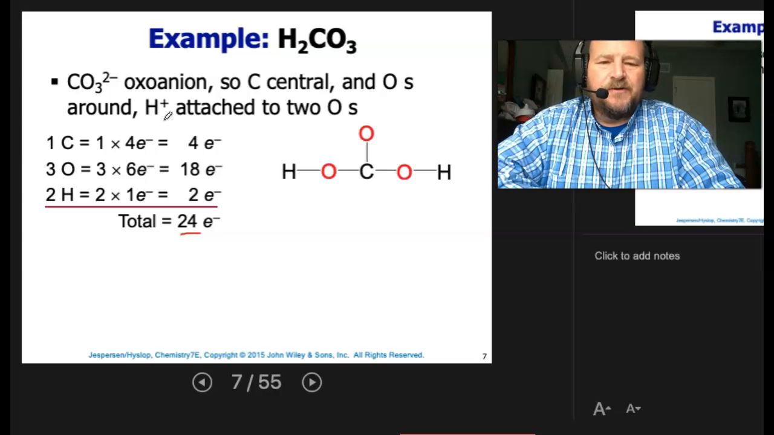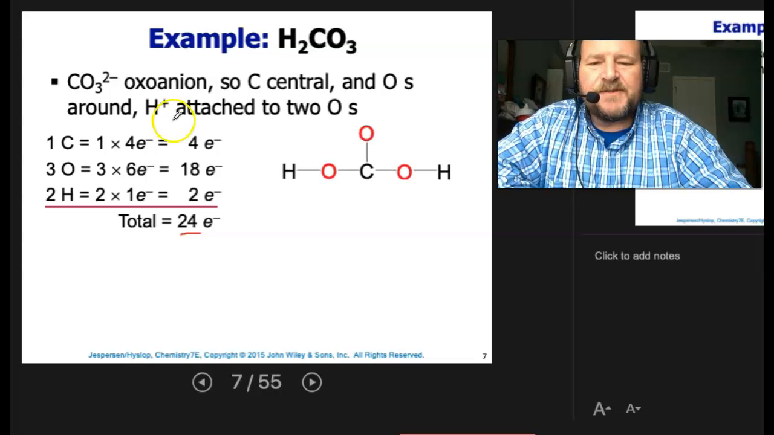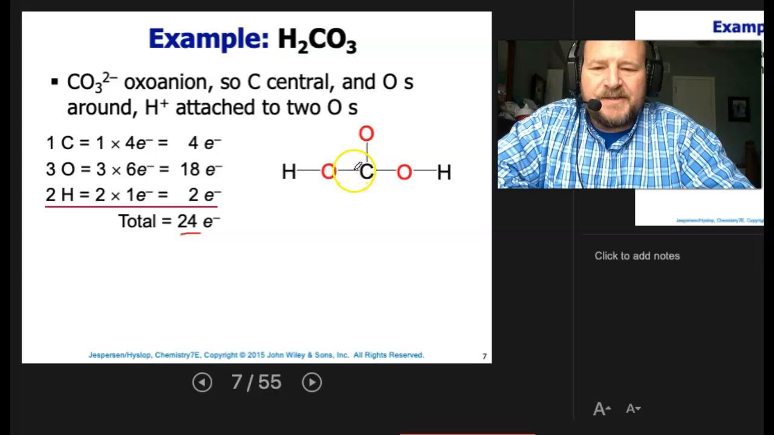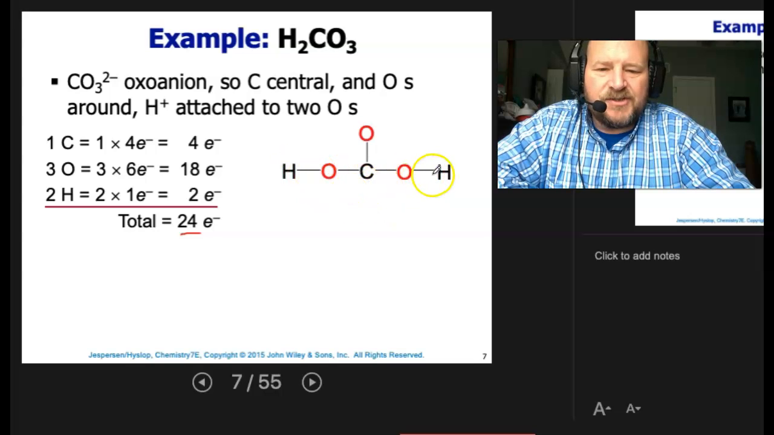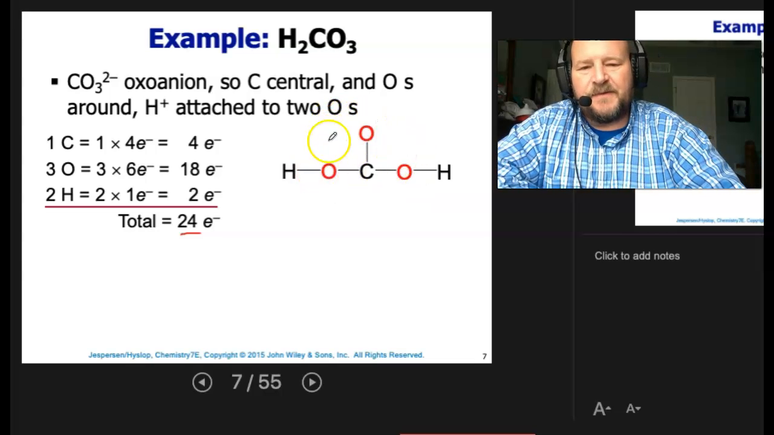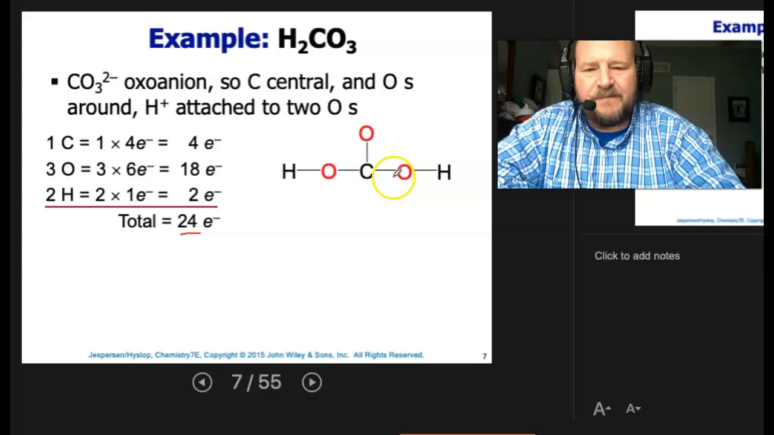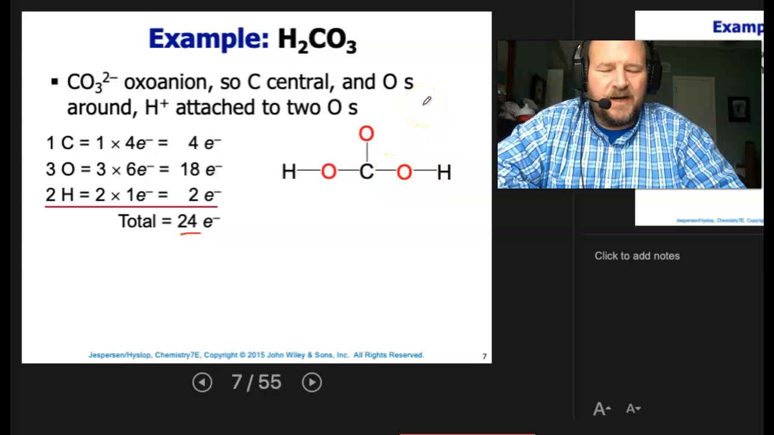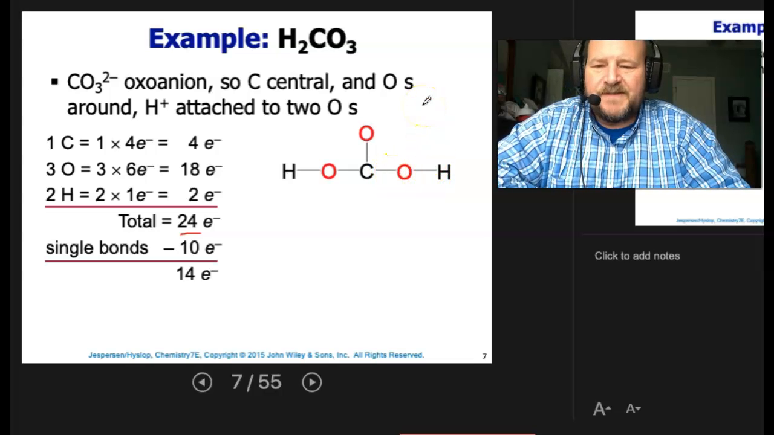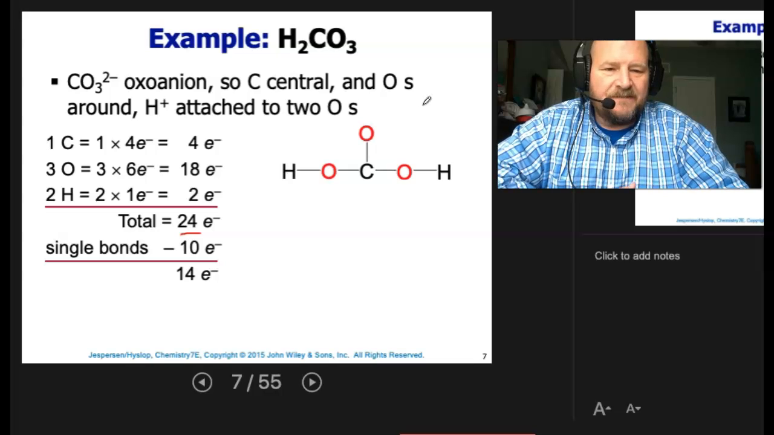So the first thing we'll do is draw in single bonds. So we'll take our carbon, it's central, so we connect all 3 oxygens to it with single bonds. And then for 2 of the oxygens, we're going to connect the hydrogens. So there's our single bond skeleton, right? And so we've used up 1, 2, 3, 4, 5 single bonds. So that's going to be a total of 10 electrons, which means we have 14 left over.